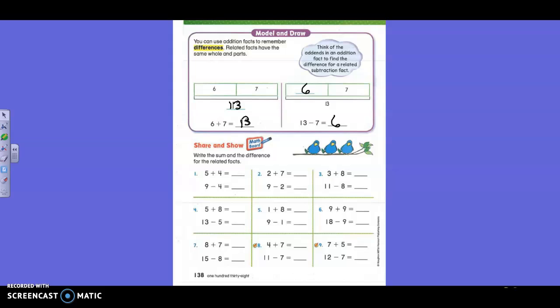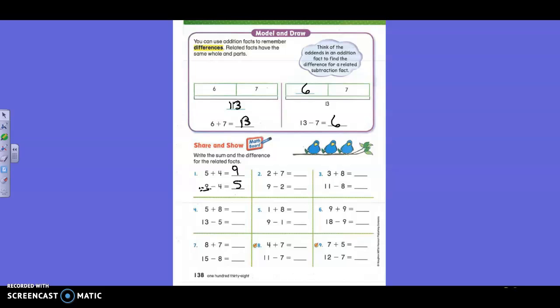Today, for share and show, we are going to write the sum and the difference for the related facts. So boys and girls, 5 plus 4. What is 5 plus 4? Emma? 9. No, the related subtraction fact. You had the big number. The bigger number goes in the front, right? 9 minus 4 is what then? 5. Because you have to use the same numbers, right? They're just in a different order.